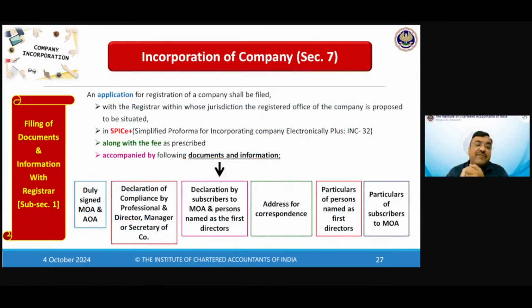Now first step, filing of documents and information with the registrar, that is ROC, subsection 1 of section 7. Subsection 1 provides that an application for registration of a company shall be filed with the registrar within whose jurisdiction the registered office of the company is proposed to be situated in SPICe Plus form, that is a simplified proforma for incorporating a company electronically, plus INC 32 is the actual form, along with the fees as prescribed, accompanied by the following documents and information.